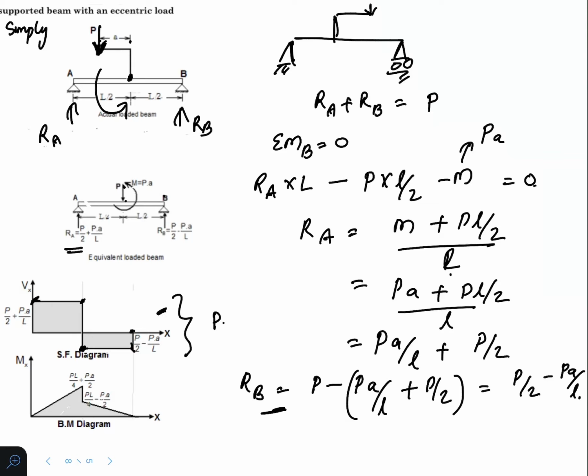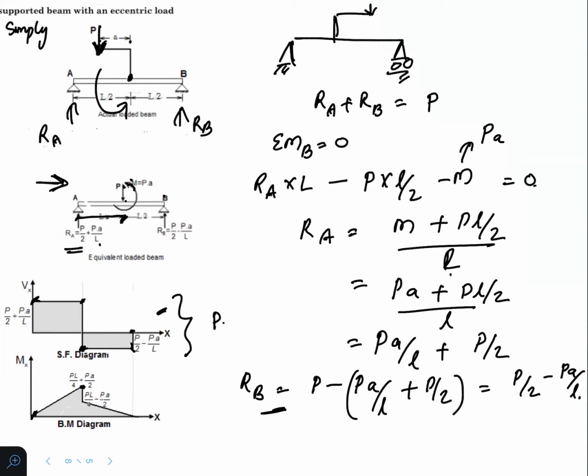And we will have now the bending moment diagram. P by 2 plus Pa by L into L by 2 will be the value till this point. We are calculating like this. Okay, so Ra into this distance, that is L by 2, will give you the moment till here. So from this section we will have (P by 2 plus Pa by L) into L by 2, that will give you PL by 4 plus Pa by 2, this value.